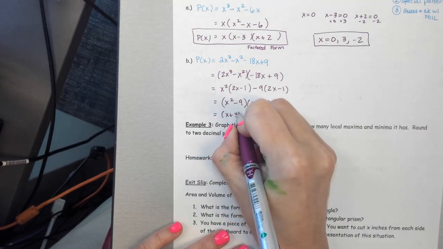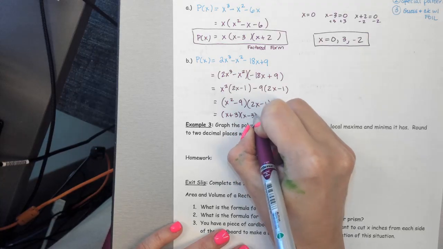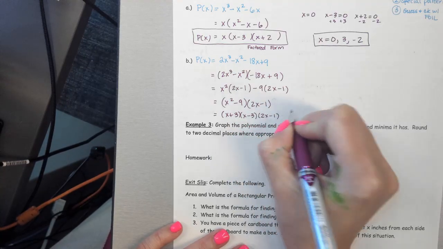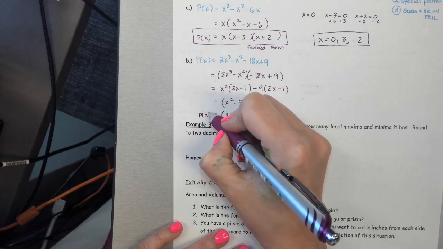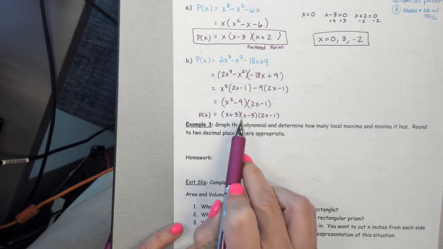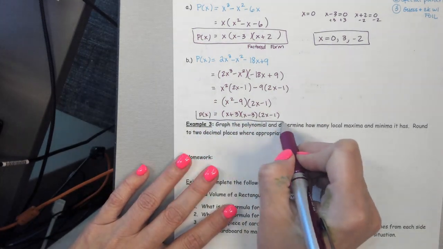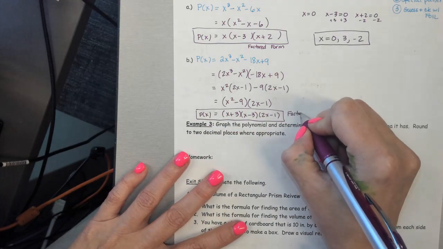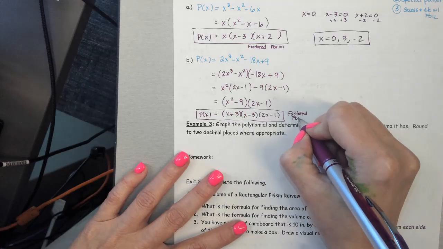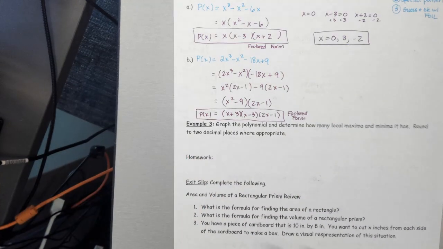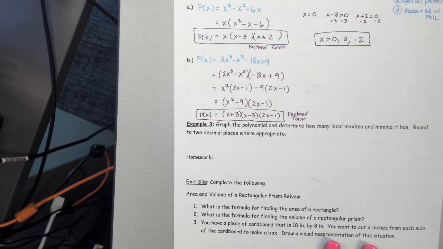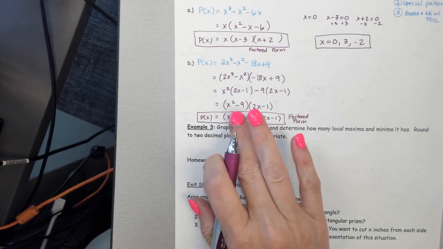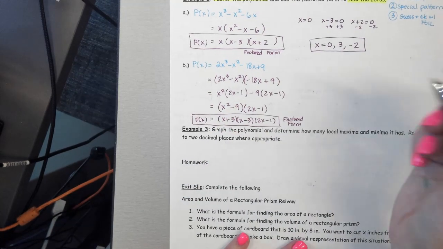So x squared minus 9 is x plus 3 and x minus 3. That's the difference of two squares. Okay, so we are going to factor that down one more time. That's a special pattern. So this is your factored form. Whenever you're doing factored form, you do need to factor that completely. Don't leave any special patterns unfactored.